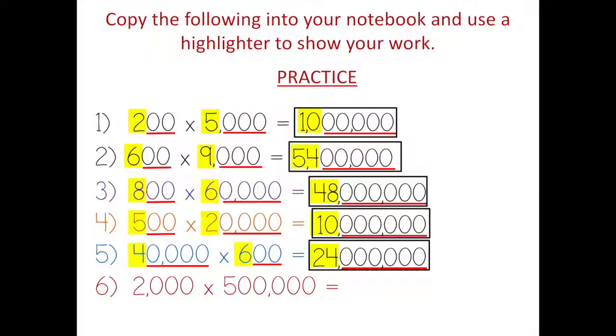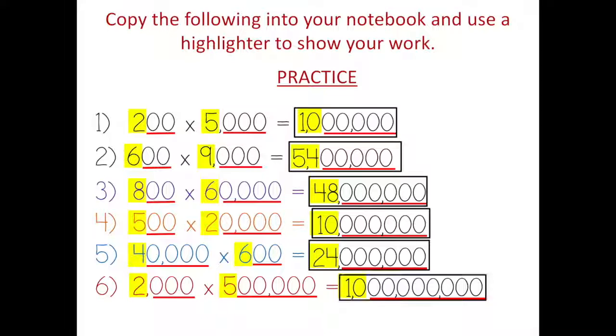Final problem, try 2,000 times 500,000. 2 and 5 should be highlighted, which equals 10. So I have 3 zeros in 2,000 and 5 zeros in 500,000. Altogether, that's 8 zeros. So I'm going to need to add 8 zeros into my answer. I can add my commas and box it for an answer of 1 billion.